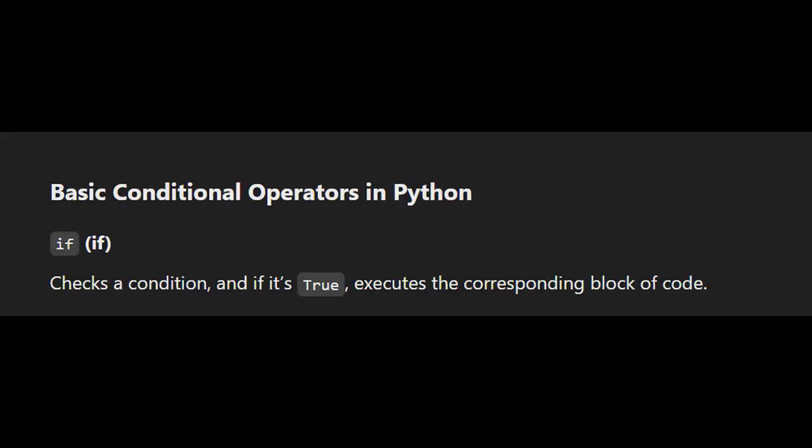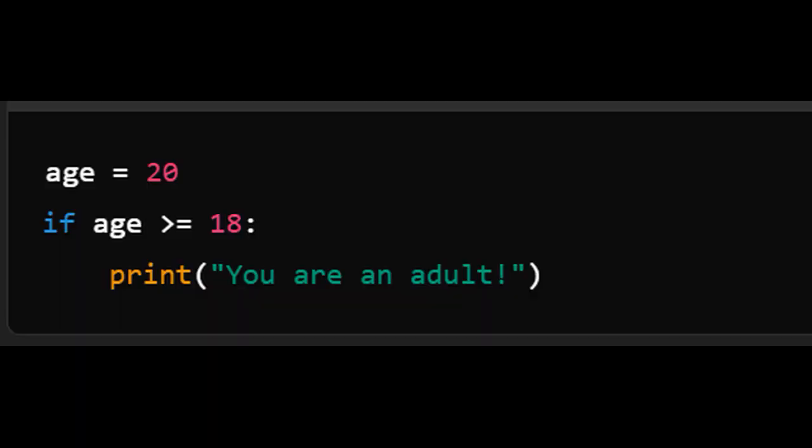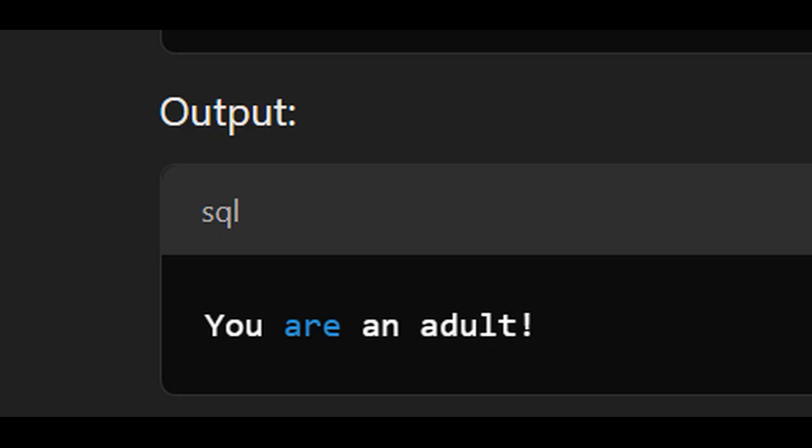Basic conditional operators in Python. If checks a condition, and if it's true, executes the corresponding block of code. Example: age = 20. If age >= 18: print("You are an adult"). Output: You are an adult.